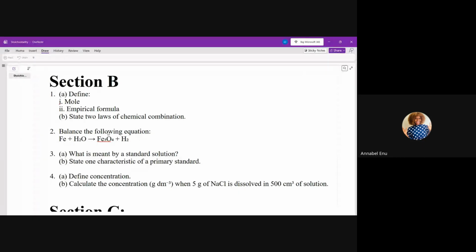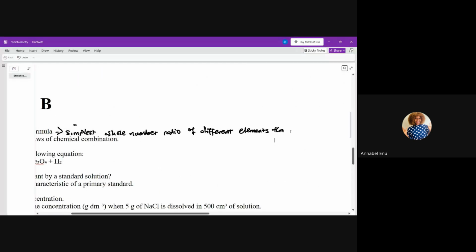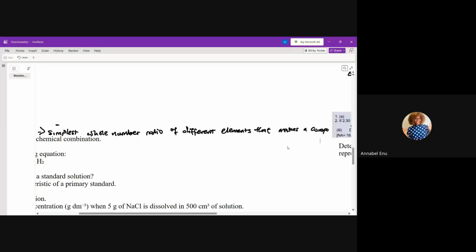So for the laws of chemical combination, we've already mentioned that to be of different elements that make a compound.